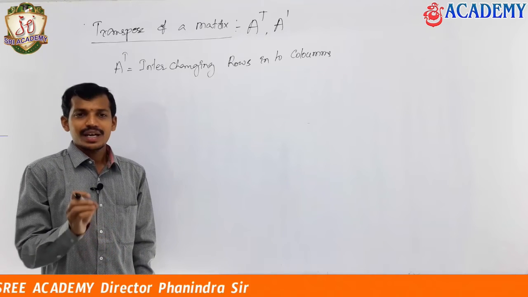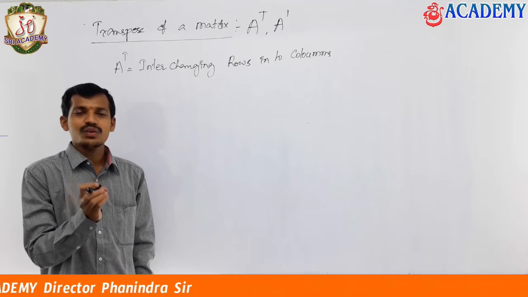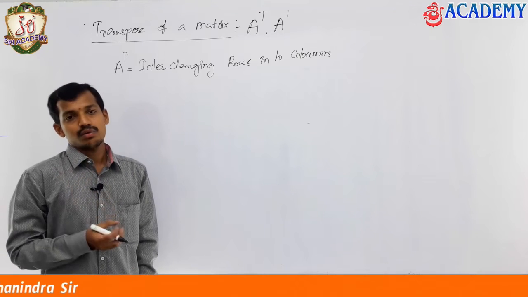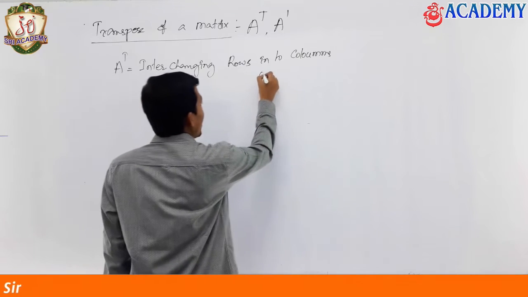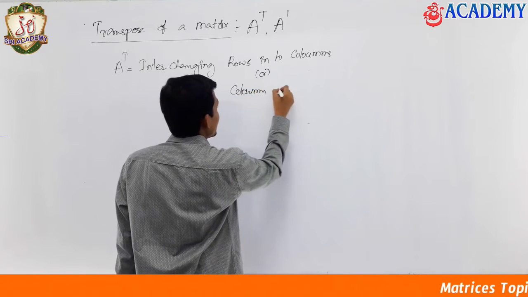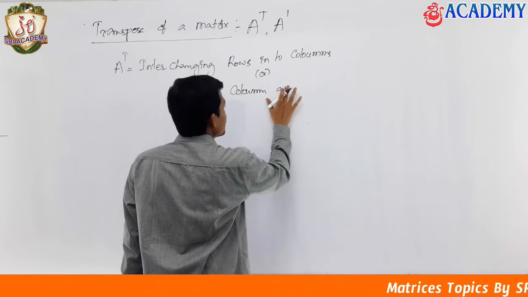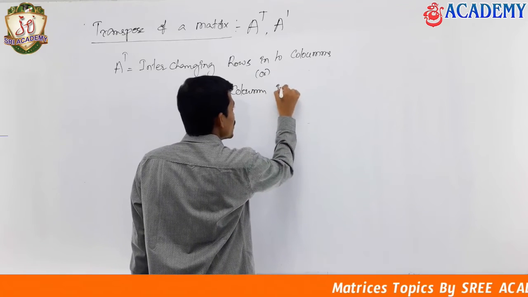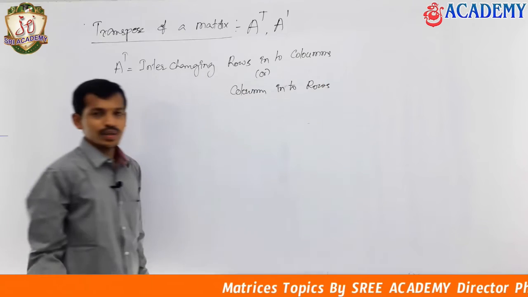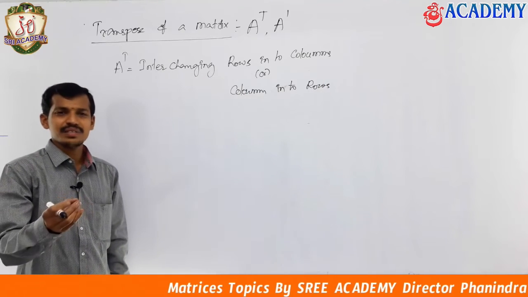Anyway, the transpose of a matrix is nothing but we have to write rows as columns or columns as rows. Rows can be written as columns, or columns can be written as rows.